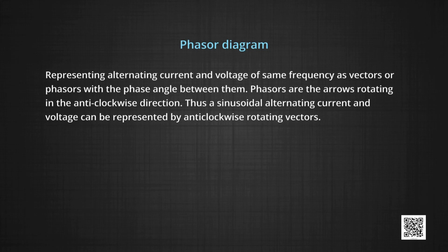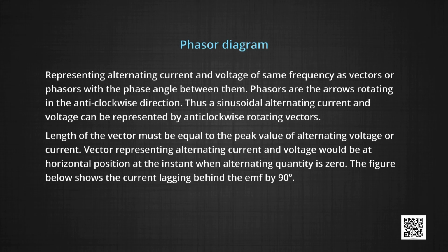Here we can now discuss the phasor diagram representing alternating current and voltage of the same frequency as vectors or phasors, with the phase angle between them. Phasors are arrows rotating in the anti-clockwise direction, or rotating vectors. Thus, a sinusoidal alternating current and voltage can be represented as anti-clockwise rotating vectors. The length of the vector must be equal to the peak value of alternating voltage or current. The vector representing alternating current and voltage would be at a horizontal position at the instant when the alternating quantity is 0.